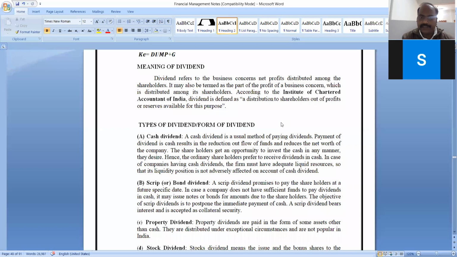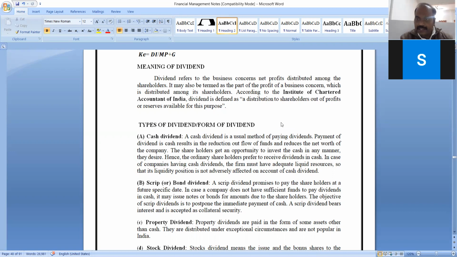Now let us see the dividend. What is the meaning of dividend? Dividend refers to the business concern's net profits distributed among the shareholders. It may also be termed as a part of the profit of a business concern which is distributed among its shareholders. According to the Institute of Chartered Accountants of India, dividend is defined as a distribution to shareholders out of profits or reserves available for this purpose.